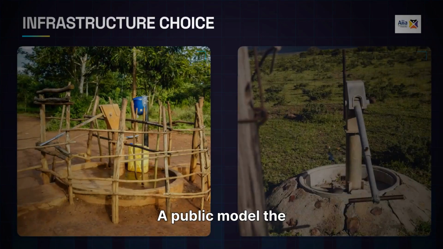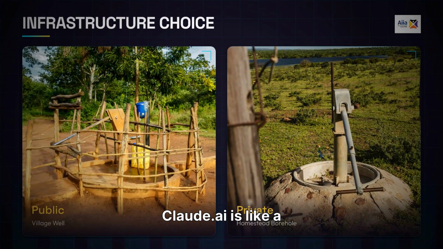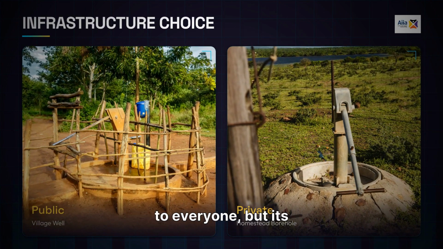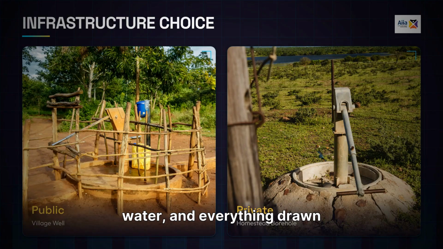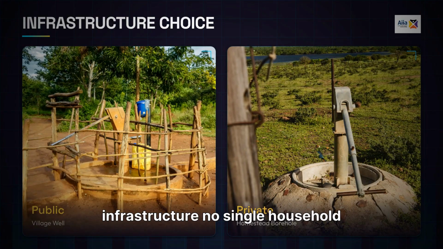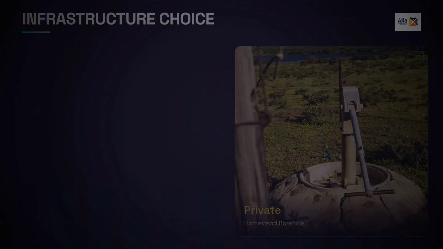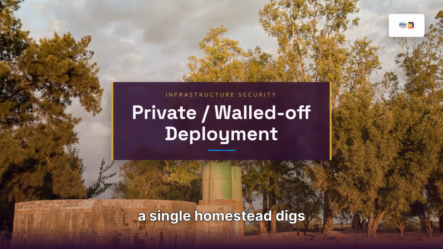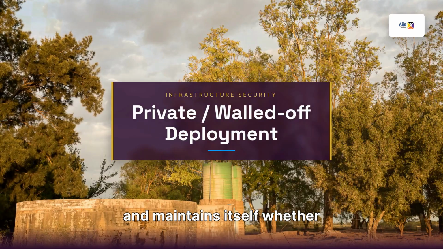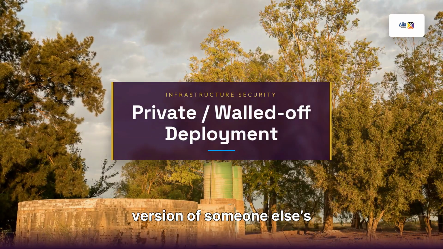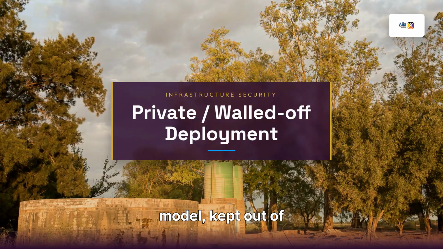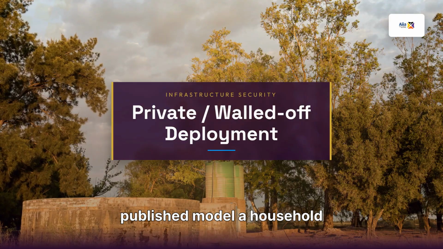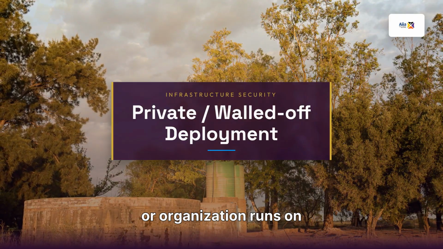A public model, the kind behind ChatGPT or Claude.ai, is like a village's shared well, open to everyone, but its water and everything drawn from it passes through infrastructure no single household controls. A private deployment is more like a borehole a single homestead digs and maintains itself. Whether that's a walled-off private version of someone else's model, kept out of anyone else's training, or a fully self-hosted, openly published model a household or organization runs on its own land.